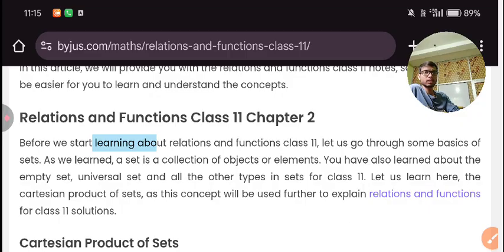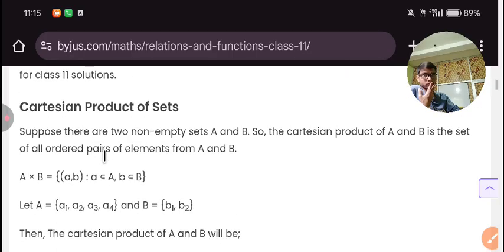Let us learn here the Cartesian product of sets. We have seen this, but again, as a revision, we will look at the Cartesian product of sets. This topic will be used further to explain relations and functions for class 11. It is from the sets chapter, but it is given here because there is a link of this with relation, and a link of relation with function. That is how it works.